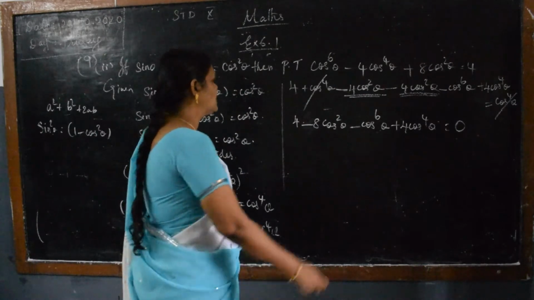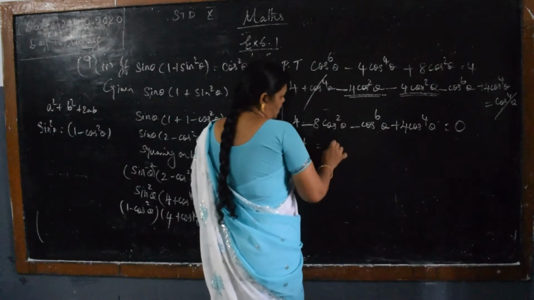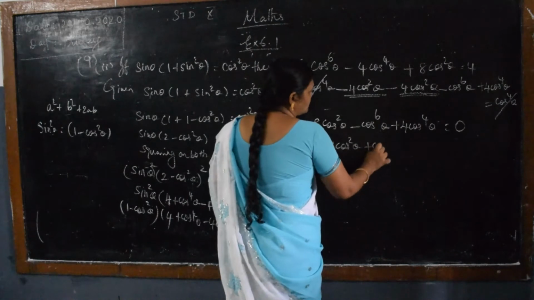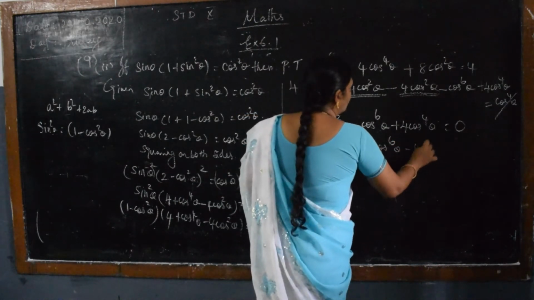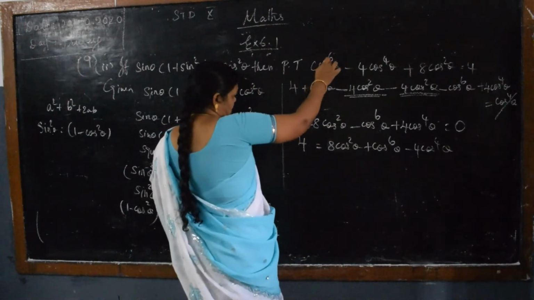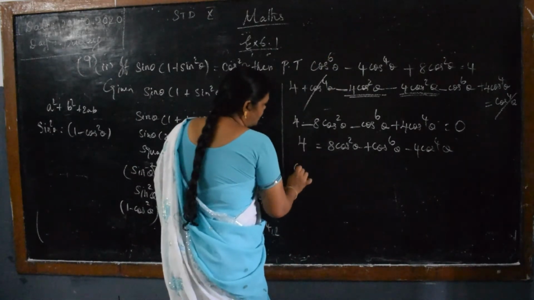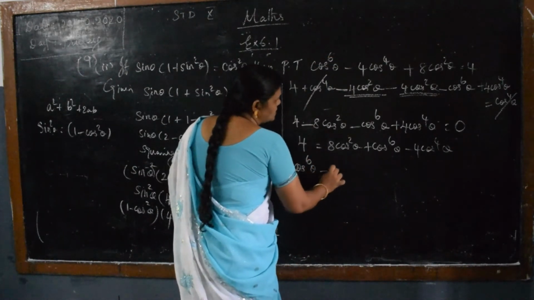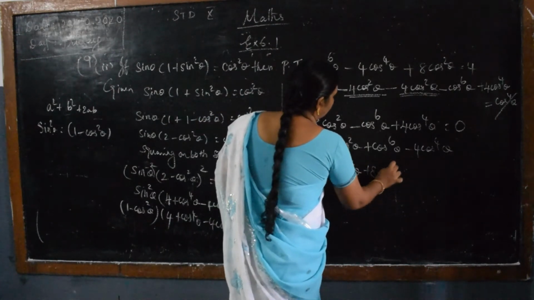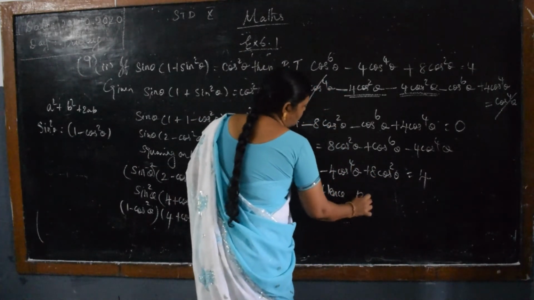So I am going to send the minus terms to that side. So I am getting 4 is equal to 8 cos square theta plus cos power 6 theta minus 4 cos power 4 theta. But in this question, according to the order, we have to write the highest degree first. Cos power 6 theta minus 4 cos power 4 theta plus 8 cos square theta is equal to 4. So, hence, do you understand?